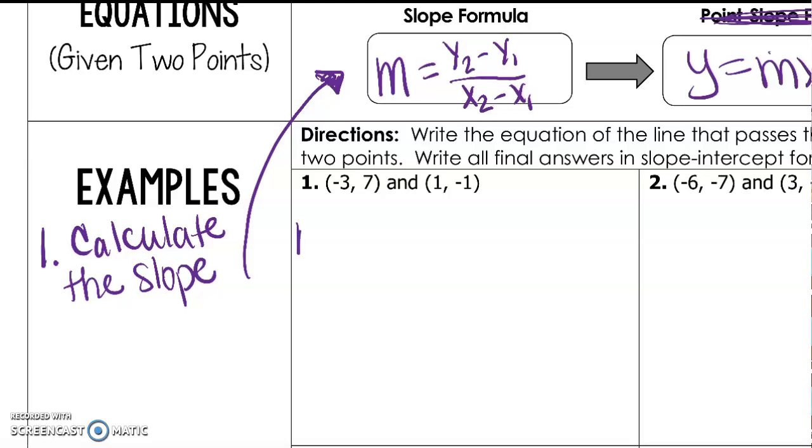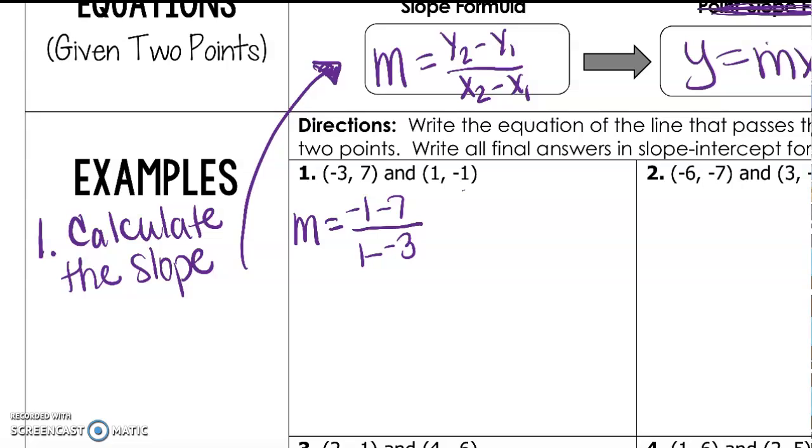So for number 1, again, it doesn't matter what order you do the y's in. I'll start over here with -1 since that would technically be y2. So -1 minus 7 over 1 minus -3. That would give us -8 over +4, which is -2. So now my slope is -2.